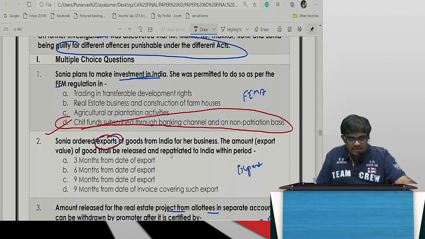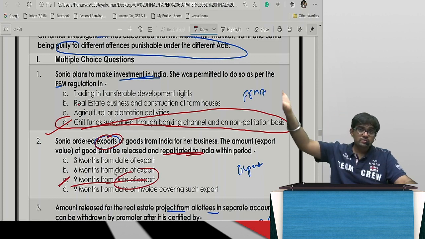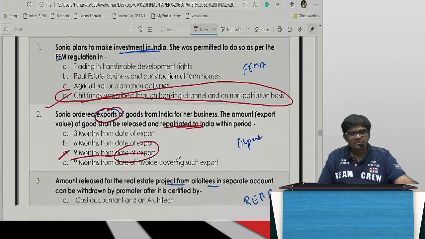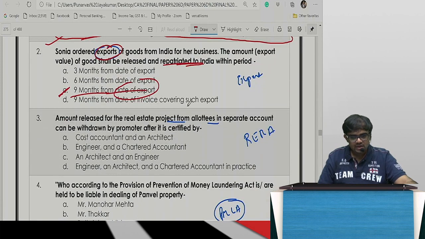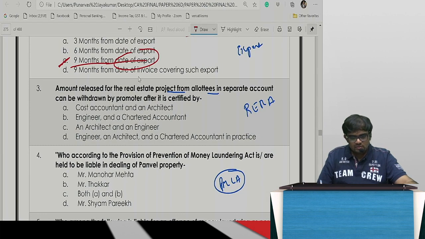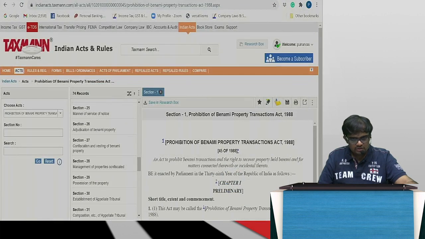Exports, if you remember, must be repatriated back to India, how many months? 9 months. We have already seen that from the date of export, within 9 months the amount should be repatriated back to India. These two, even if you had not studied the case law, you could have done it. Amount released by the real estate project from allottees in a separate account can be withdrawn by the promoter after it is certified by whom? Now let us go to RERA.